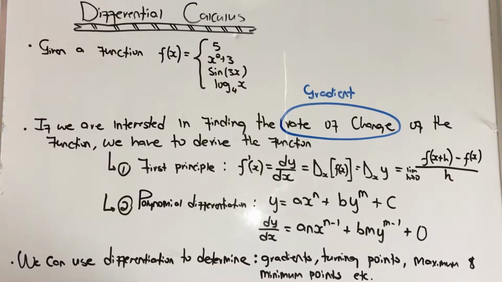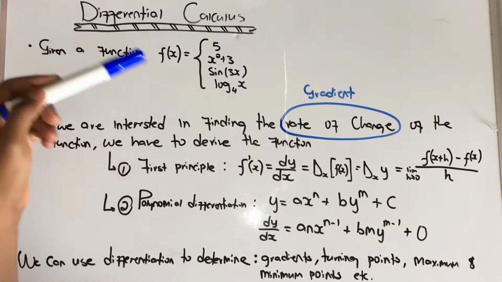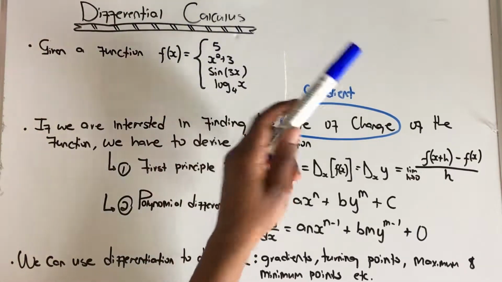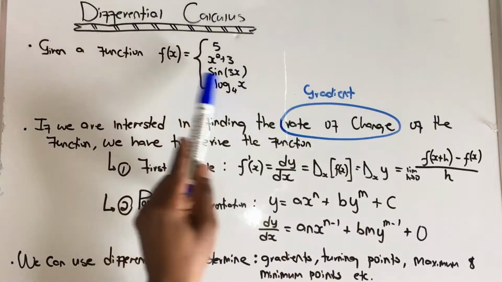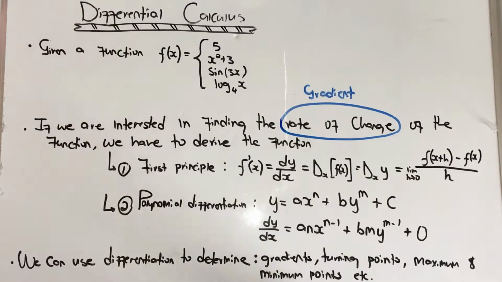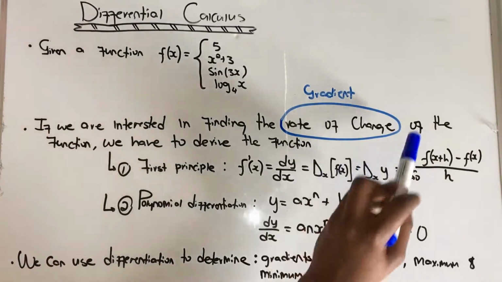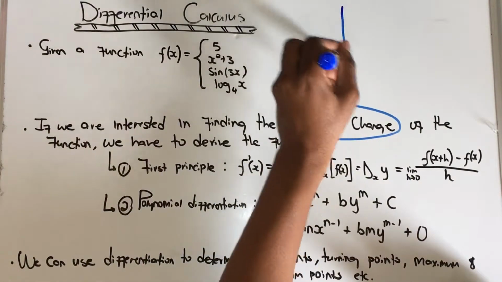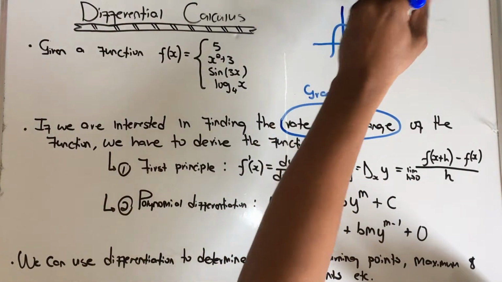Alright, so given any function, given a function f of x, that could be a parabola, could be a trigonometric function, could be a log function, could be any kind of function. So given that function, if you are interested in finding the rate of change of that function at a certain point, so that's your function.